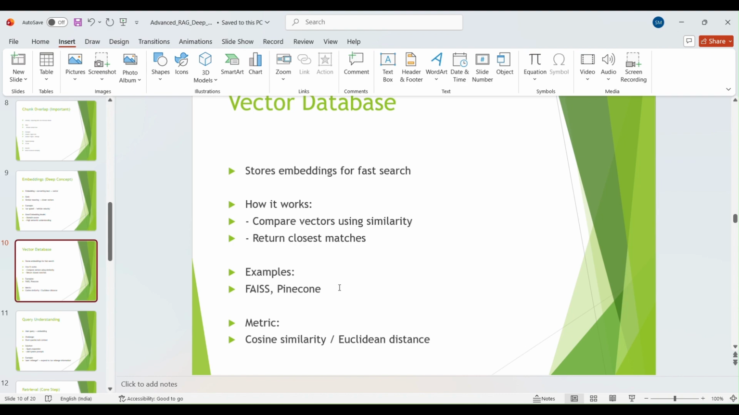There are FAISS, Pinecone and ChromaDB. These are the vector databases. Basically, it stores embeddings for faster retrieval. This is actually the search engine: whenever we give a query to our RAG model, it goes to this vector database, and FAISS and Pinecone work as a search engine. They do cosine similarity or Euclidean distance, whatever similarity algorithm we are using. It checks what the user is asking, goes to the knowledge base, and gives us the answer according to the user query. So this is the vector database.